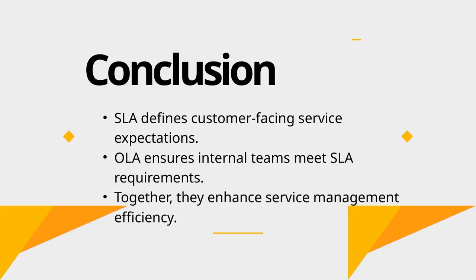Now, let's wrap up with the key takeaways from this presentation. First, SLA, or service level agreements, are essential because they clearly define what the customer can expect from the service. They set the foundation for understanding and managing customer expectations effectively. Next, we have OLA, or operational level agreements, which are more internally focused. They make sure that our internal teams are aligned and working together to meet those SLA requirements. When SLA and OLA work hand in hand, they significantly improve our service management efficiency. It's about creating a seamless process where everyone knows their roles and responsibilities, leading to better service delivery overall.